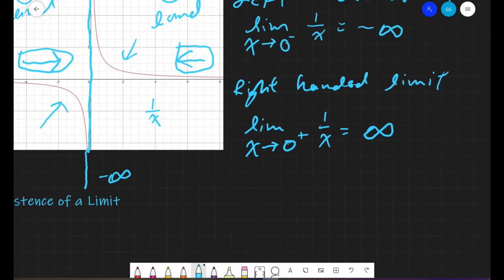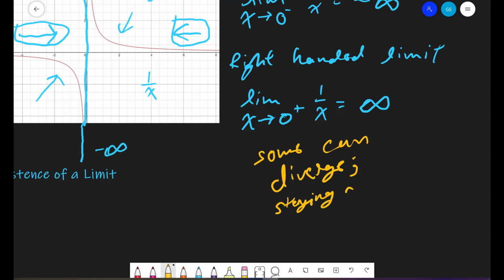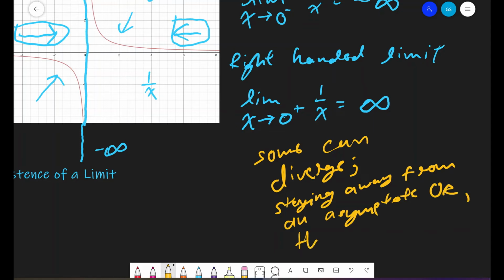So I'll just write this on the side. Some can diverge, which means they move away. So they're staying away from an asymptote, or they oscillate.